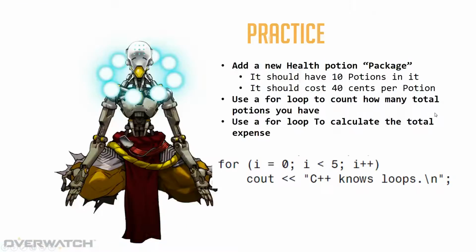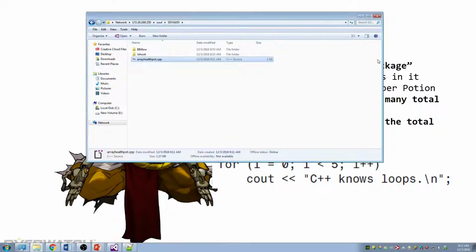Okay, it's up on Zool now. I want you to use a loop here to actually count how many total potions you have. And then a loop to calculate the total expense. That is, how much it would cost to buy all the packages. So I want you to add a fourth potion package, and I want it to cost 40 cents per potion. So grab the file off of Zool. It's called Array Health Pot. Open it up in Visual Studio. Make sure it runs first. I would copy it into Visual Studio. Make sure it runs and compiles, and then you can actually do this part here.